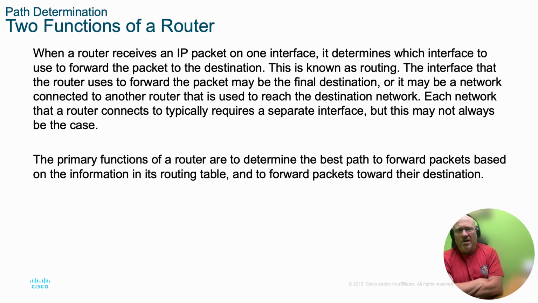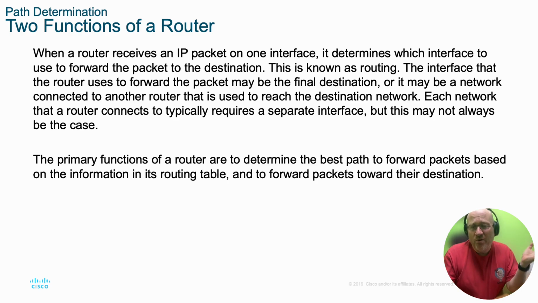Basically, a router has a job. It's simply to move traffic from one network to another network. But to do that, it has to learn about what networks are available out there and where to find them. And that's called path determination.